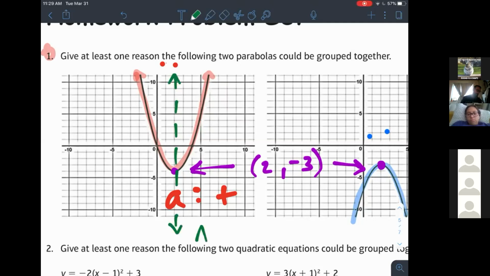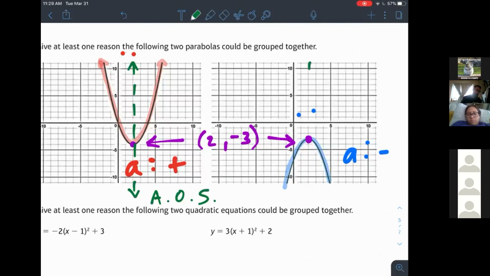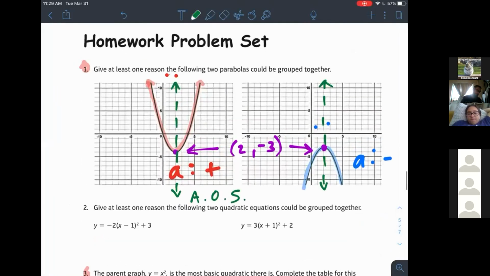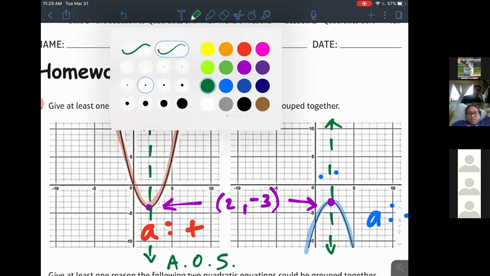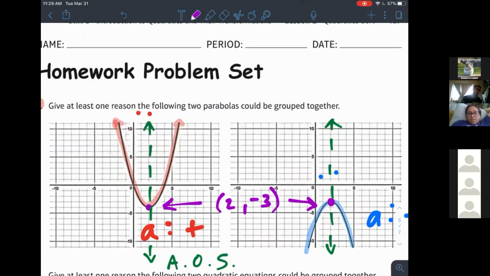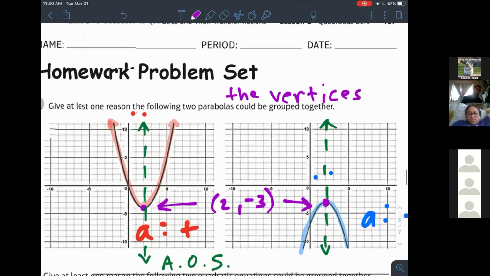That's my AOS. I'm going to abbreviate axis of symmetry as AOS. The axis of symmetry is the same on both of them because the vertices are the same. The axis of symmetry cuts it in half, and if the vertices are the same, the axes of symmetry have to be the same. So let's officially answer this question. I'll do this in purple. One reason was the vertexes, or the plural form of vertex, vertices, are the same.